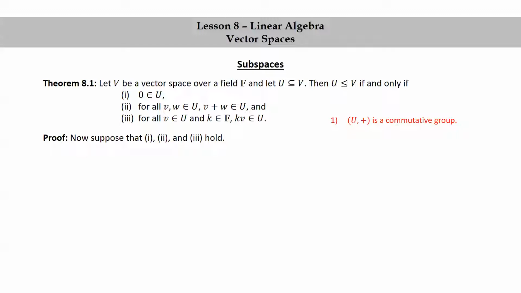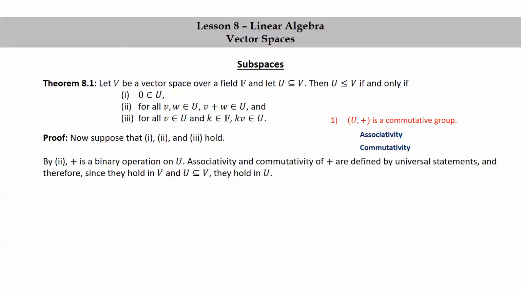First, that U together with addition is a commutative group. Remember, to be a commutative group, we have to check 5 things: closure, associativity, commutativity, identity, and inverse. We'll check each one at a time. For closure, well, this is given by 2. By 2, addition is a binary operation on U, or equivalently, U is closed under addition. Associativity and commutativity we could do simultaneously because they're both defined by universal statements. And therefore, since they hold in V and U is a subset of V, they hold in U.